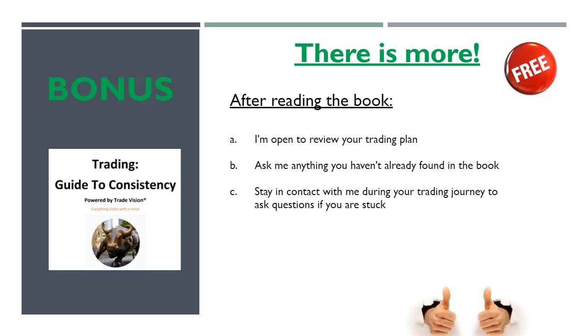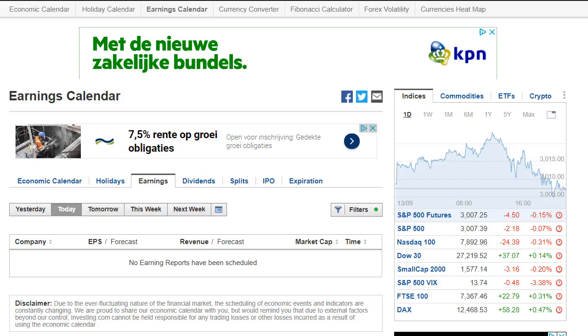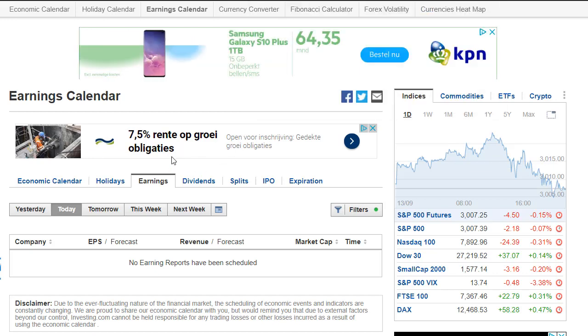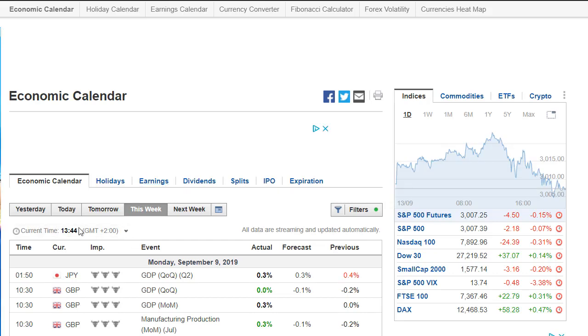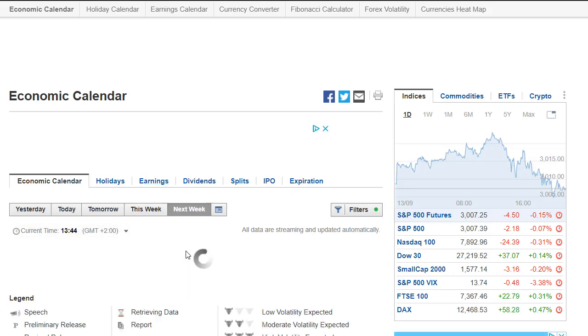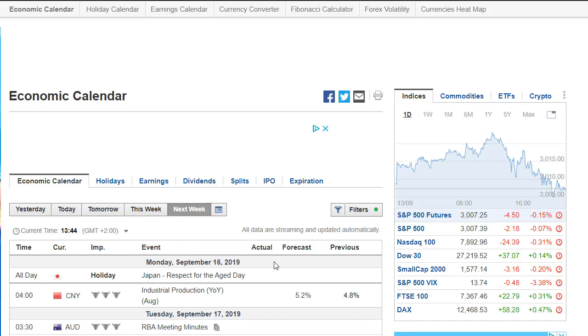Let's switch to the fundamentals. This is where I go when I am looking for the fundamentals. I go to the economic calendar. You can see a lot of things, like you just saw. You can see the earning reports from different companies, and then next week's earning reports from companies or things like that.